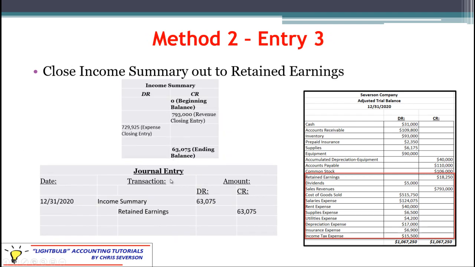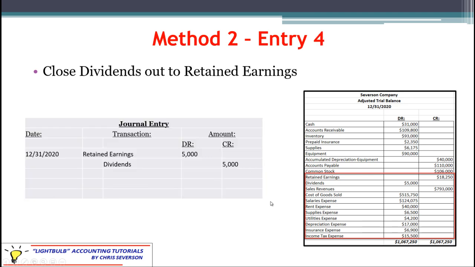Now the third entry, now that we know the balance of income summary, is to close it out. It has a credit balance, so we're going to debit it. Debit income summary for $63,075, credit retained earnings for $63,075, and that's how we end up getting all of those earlier closing entries finally into retained earnings. And then the last entry would just be a simple debit to retained earnings for $5,000, a credit to dividends for $5,000 to close it. So this is the closing entry, the same one that we had last time.